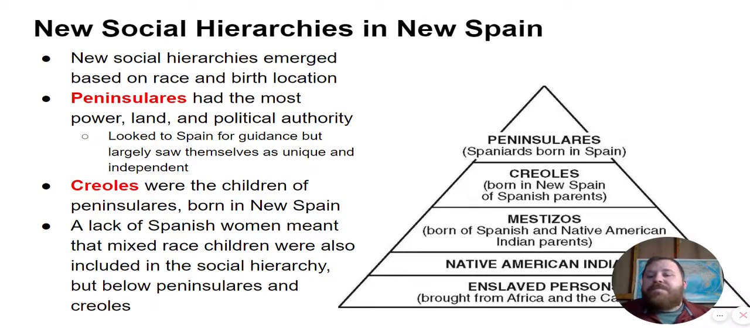Then right below them are the Creoles. The Creoles were the children of the peninsulares, but, and this is important, they were born in New Spain. They were born in the New World in North or South America. They were not born in Spain. The peninsulares are those born on the peninsula that has Spain, which is called the Iberian Peninsula. That's where you get the word peninsulares from.